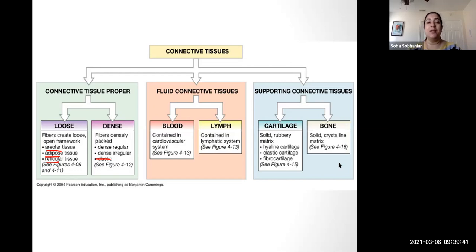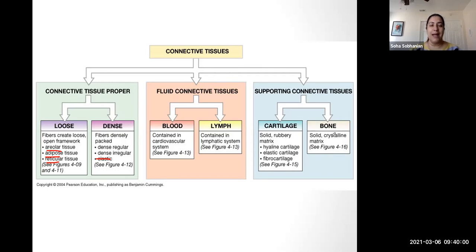Supportive connective tissues are basically responsible for providing support or a structure for your body. These are either cartilage, which has its own three types, hyaline, elastic, and fibro, or your bone, which is basically the solid bony structure that forms your skeletal system.